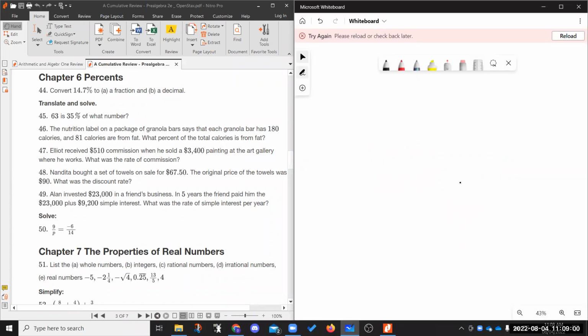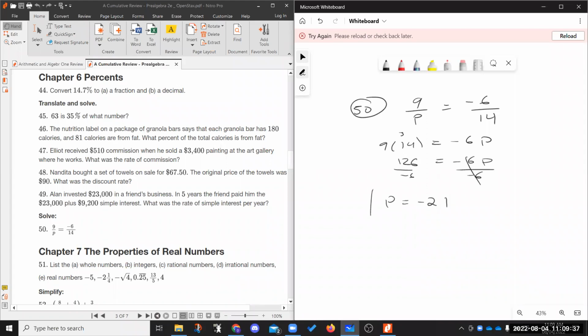Then the last problem here for this section, problem 50, asks us to solve 9 over P is equal to -6 over 14. We're going to solve this as a proportion. We're going to say that 9 times 14 is equal to -6P. It's 36, 12. I'm going to divide both sides by -6. We're going to get that P is equal to -21.